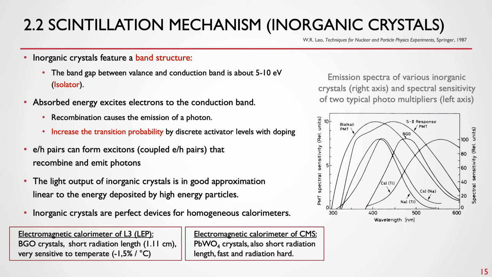The emission spectra of the various inorganic crystals are shown in this plot, and the spectral sensitivity of two typical photomultipliers are shown too. So here you have different shapes. These are the emission properties of, for example, BGO here, or sodium iodide here, and those should match the photomultiplier that you use it with. So for example, it's probably a good idea to use sodium iodide with this photomultiplier here because they match. Cesium iodide would be a worse choice because there is less of an overlap.